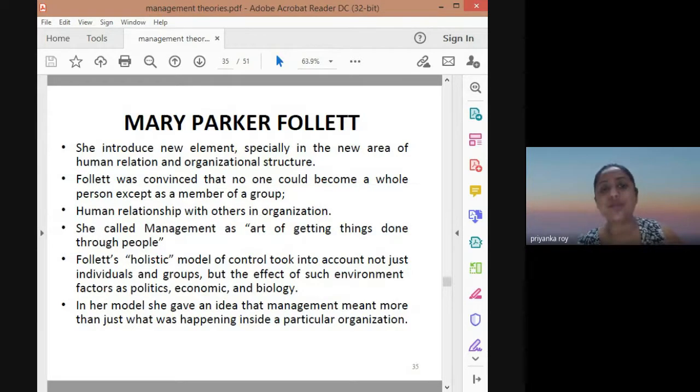So Follett's holistic model of control took into account not just individual and group, but the effect of such environmental factors as political, economic, and biological things. So in this model, she gave an idea that management meant more than just what was happening inside a particular organization.